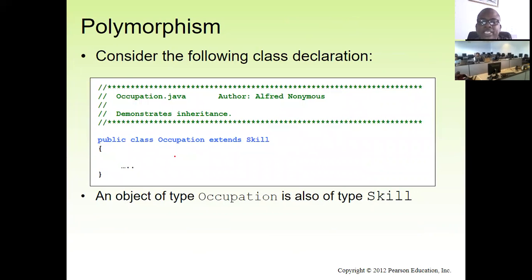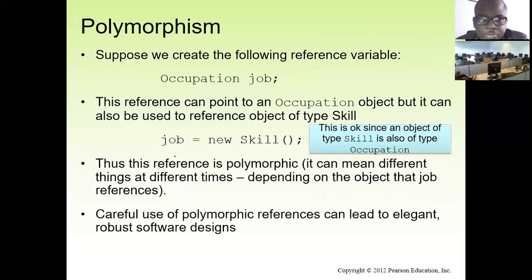Now, an object type occupation is also of type skill. Why? Because it is an inheritance relationship. And what did we say about inheritance relationship? It is an "is a" relationship. So occupation is a skill. Yes? It's a more specific form of skill because it extends, which means it takes on all the characteristics of skill and it may add some of its own.